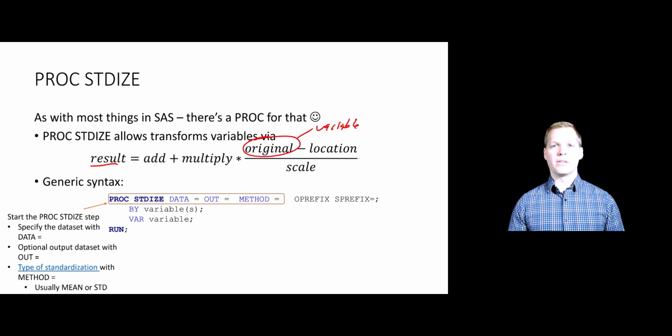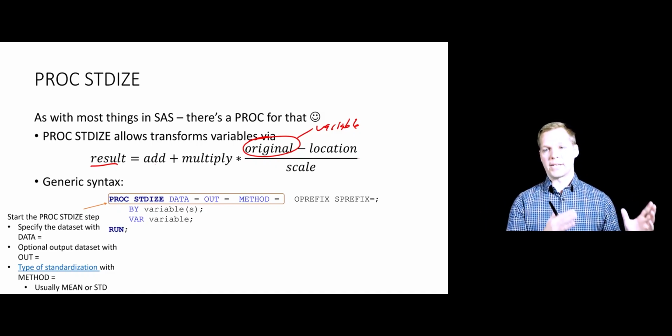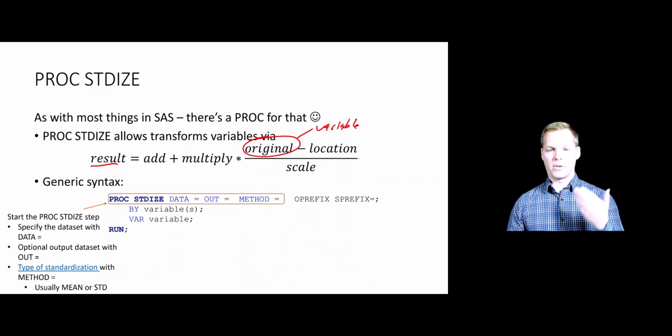But usually you just want to do either MEAN or STD. So MEAN just centers the variable, just like we talked about on the previous page. STD takes the variable and centers it, and then divides by the standard deviation to give it an overall standard deviation of 1. So we call that normalizing a variable generally.